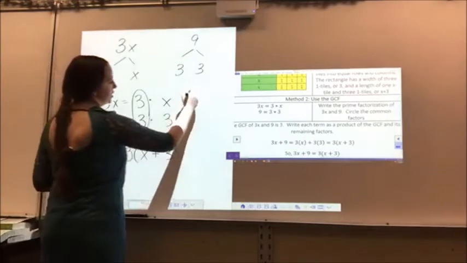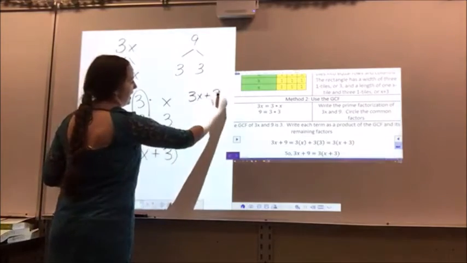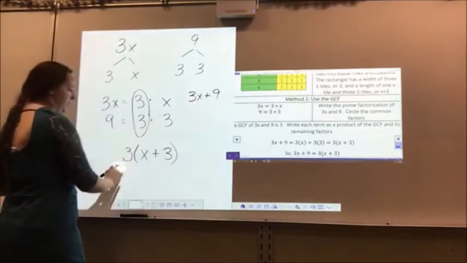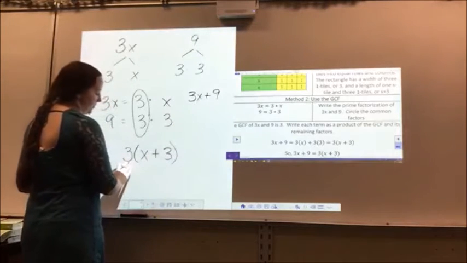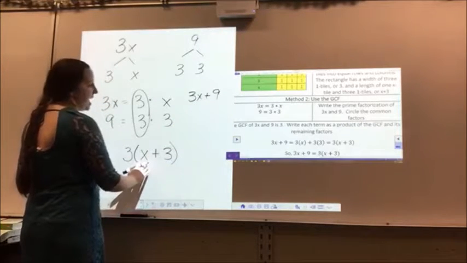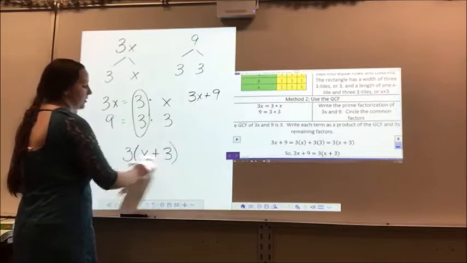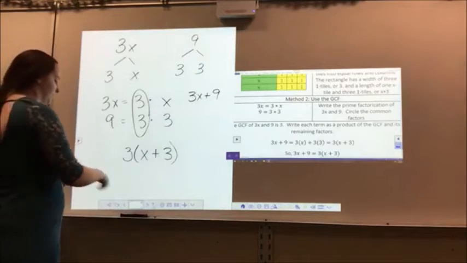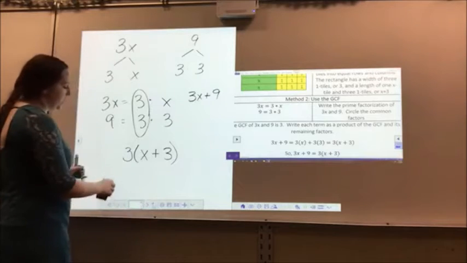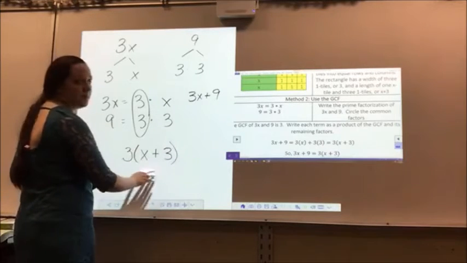My original expression was 3x plus 9. So I took a 3 from here and I brought it out, and I took a 3 from here and I brought it out. When I multiplied it back through, 3 times x would give me the 3x, and 3 times 3 gives me 9. So when they say they want it in factored form, this is the form that they want it in.